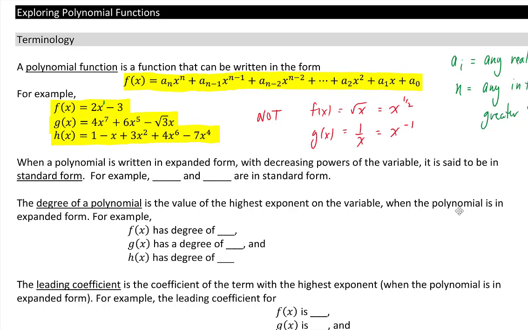When a polynomial is written in expanded form, with decreasing powers of the variable, it is said to be in what we call standard form. And from our 3 examples above, we see that f of x is in standard form. We also see that g of x is in standard form. However, h of x is not, because the terms of that polynomial are not starting with the highest exponent and going down to the lowest.